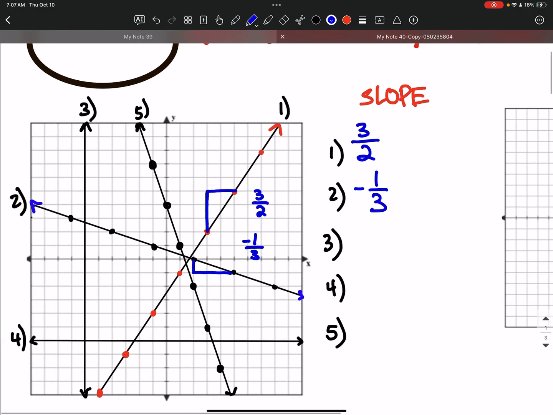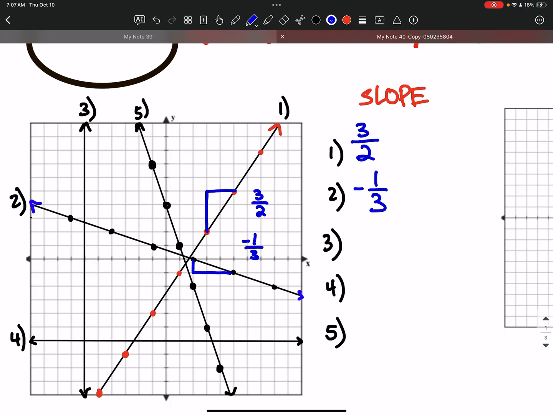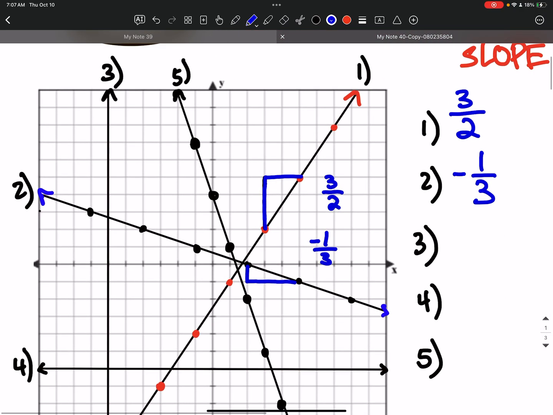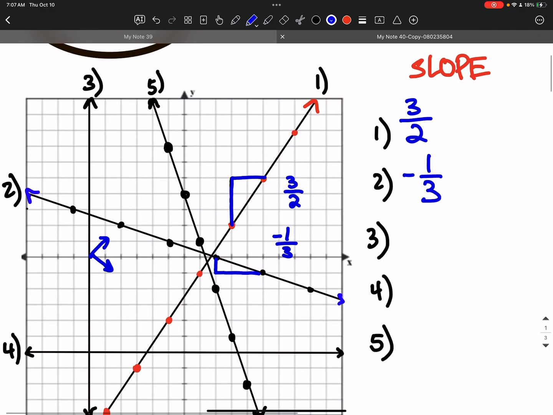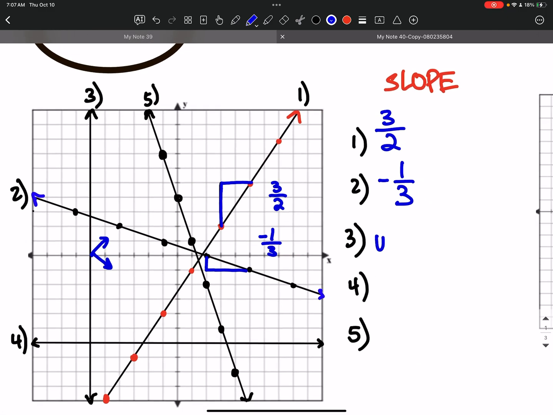Let's see, number three. Number three, I don't know how to give him a score because he's not making money, he's not losing money, he's stuck in time. He's stuck back here. We don't have a word for that. He's the guy that's stuck back in time. Undefined.